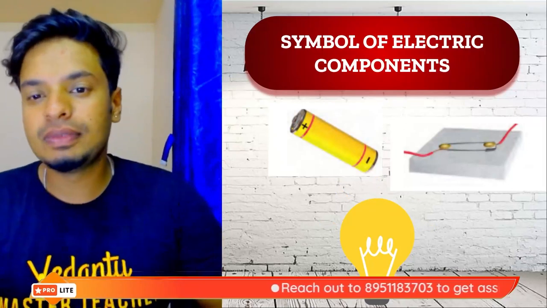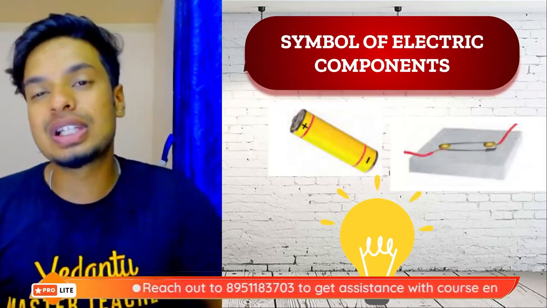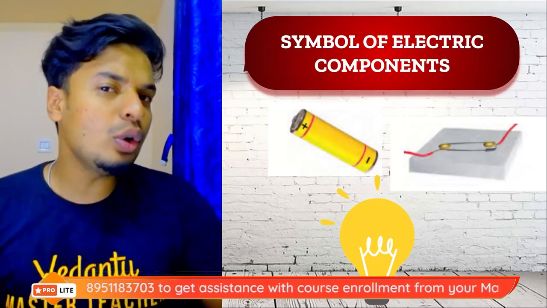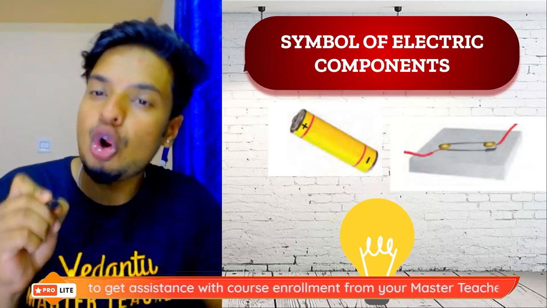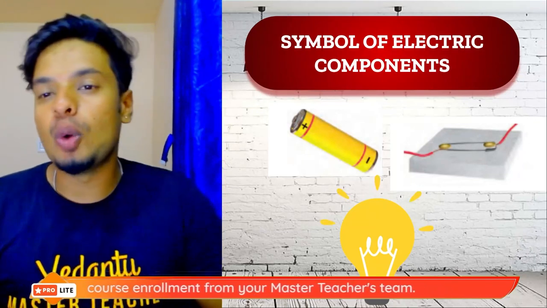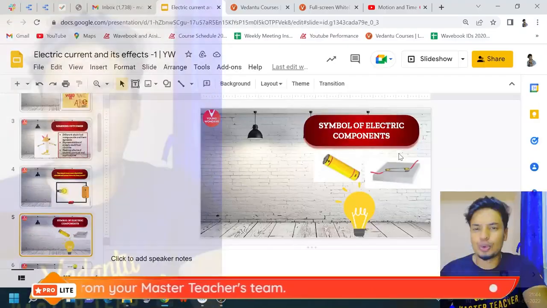This is how they look. That's how, in fact, the cell looks, a bulb looks like that, and a homemade switch looks like that. All of that is fine. But what about their symbols? What if I have to draw an electric circuit? What if I have to draw one? Guys, let me draw and show you.